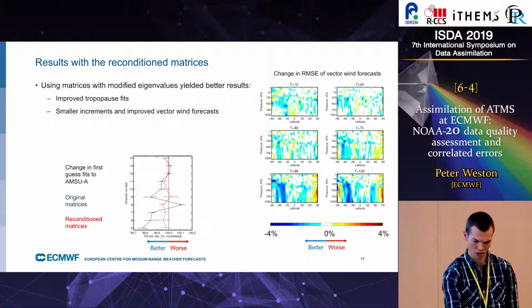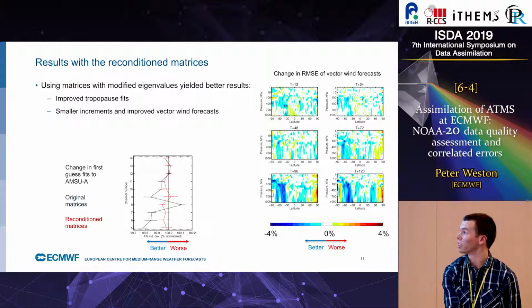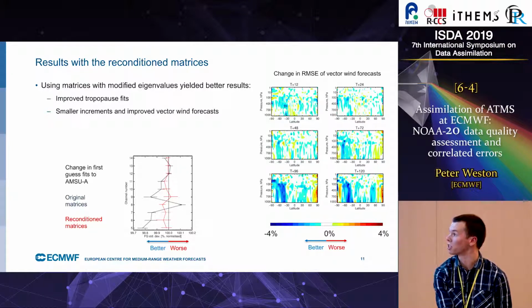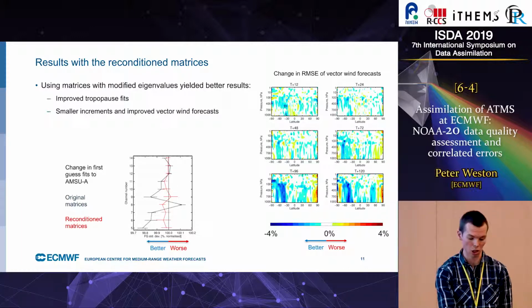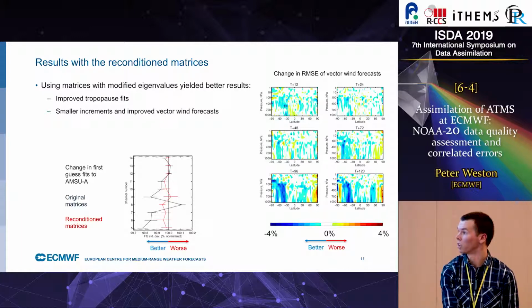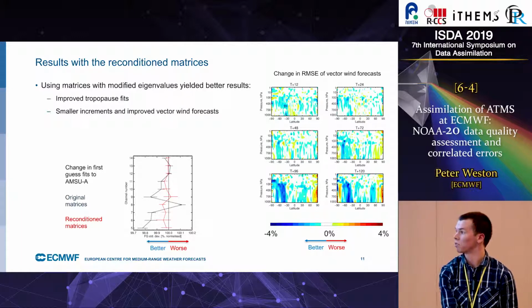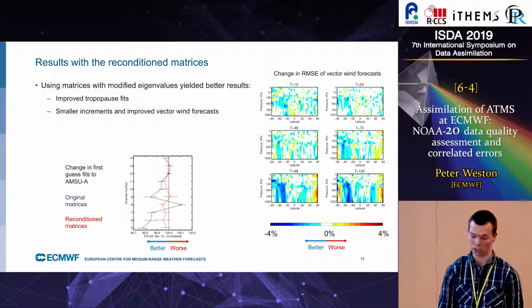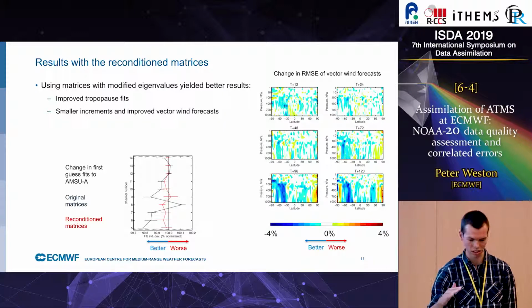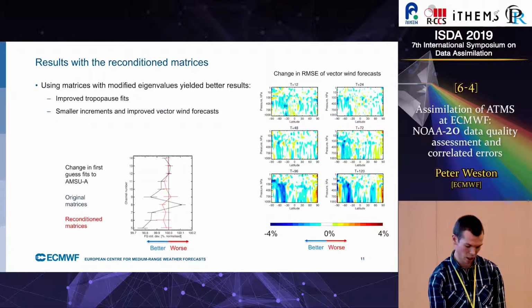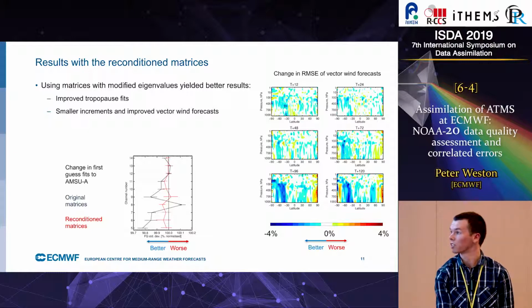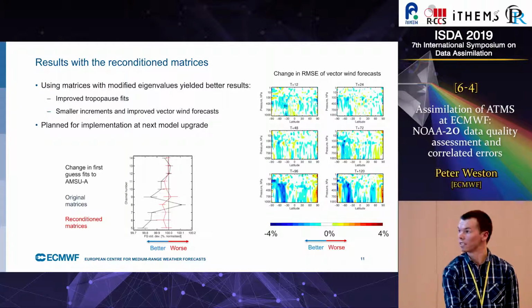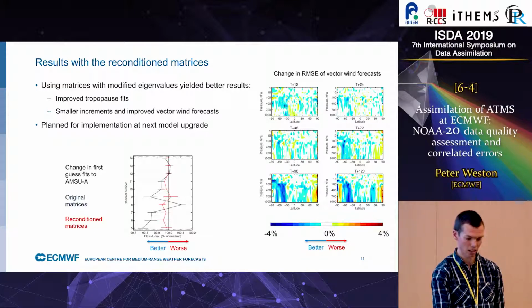But then when we look at the forecast scores, this is what the forecast scores looked like before for the change in vector wind. Again, blue is an improvement, red is worse. Using the new matrices, if I flick between those, you can see that the new matrices introduce a lot more blue, particularly in the southern hemisphere. So it appears that this change is actually a really good thing to do. This is consistent with what Alan's found with the all-sky microwave images, that these lower eigenvalue modes are causing us some degradations. And so thanks to these results, this is now planned for implementation at the next model upgrade.